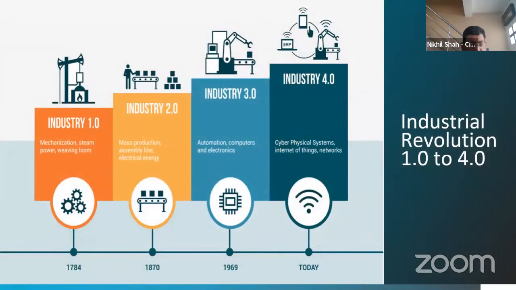With that, let me talk about the industrial revolution, right? Industrial revolution 1.0 was more about steam power and mechanical improvements. Industrial revolution 2.0 was more about mass production, assembly lines, electrical energy applications, and using the power to automate production in the factories. Industrial revolution 3.0 was more about electronics and computers. And the current generation where we are right now is called industrial revolution 4.0.